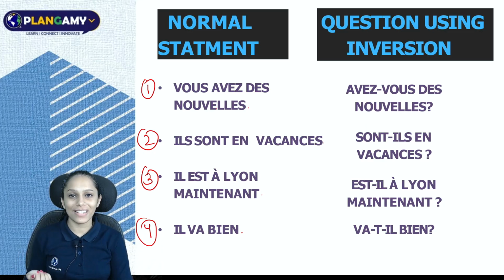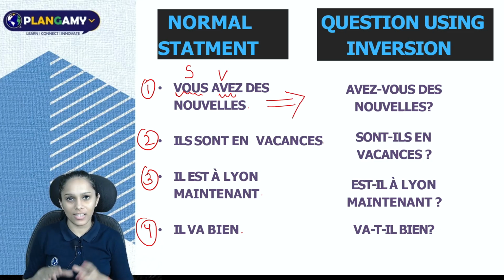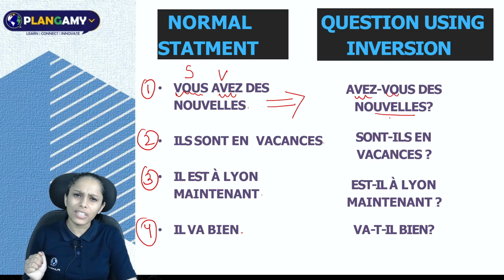Our first example is "Vous avez des nouvelles?" It is a sentence saying, do you have some news? Here vous is our subject and avez is our verb. Now we have to convert these sentences into questions using the method of inversion. So it becomes "Avez-vous des nouvelles?" Now it is a question. Do you have some news?